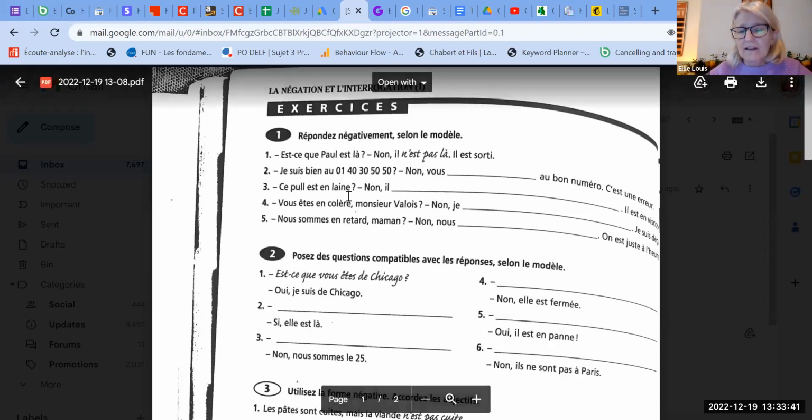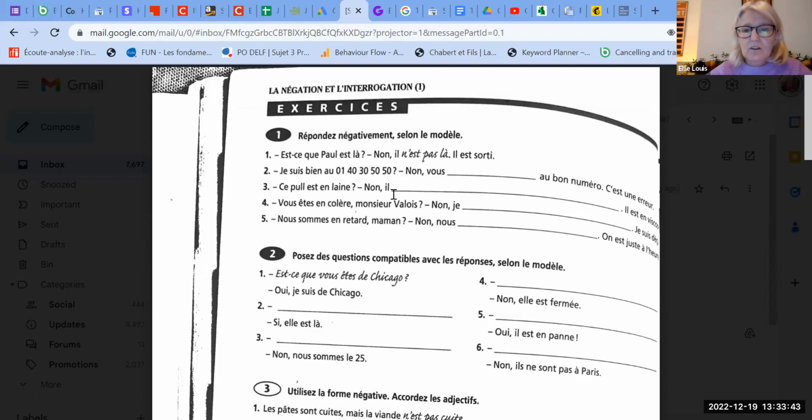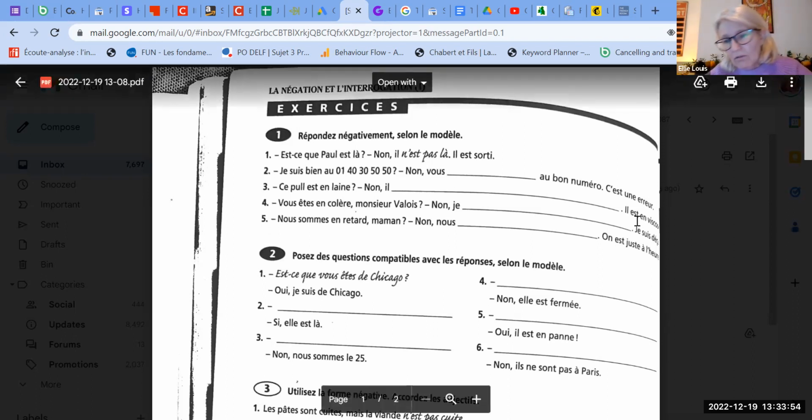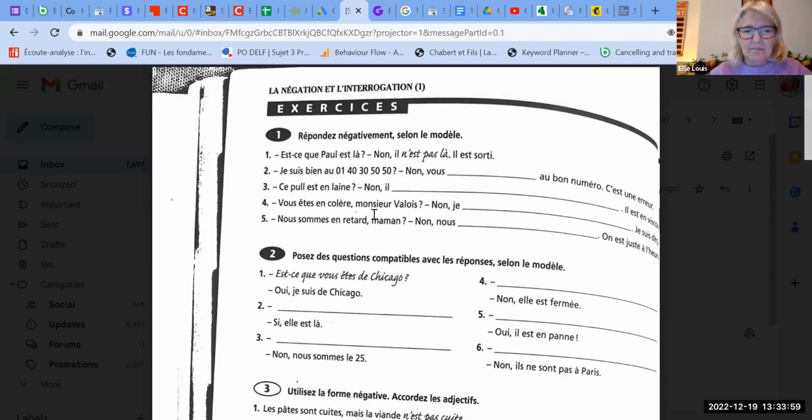Ce pull est en laine? Is this jumper made of wool? Non, il n'est pas en laine. Il est pas, or il n'est pas, if you want to pronounce it. Il est en something else. So, il n'est pas en laine.